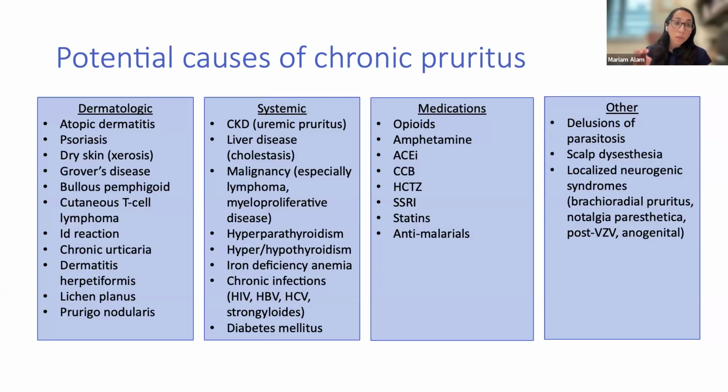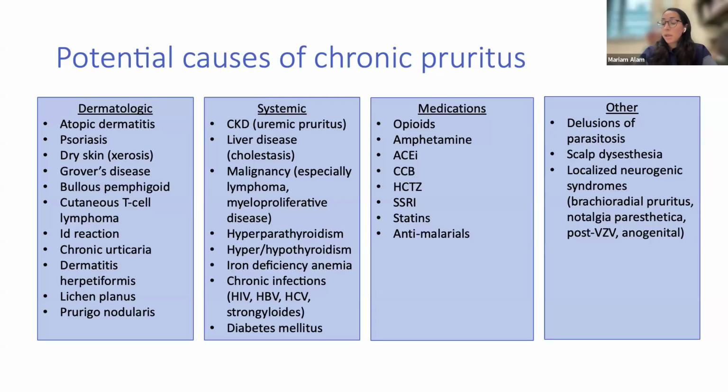And then you can get these really localized itch syndromes that can be really bothersome to patients. Particularly in older patients, we see a lot of scalp dysesthesia where people have burning, pain, and itching of their scalp. Sometimes it responds to local treatment, but it can be really bothersome for patients. And then there are all these localized neurogenic syndromes like brachioradial pruritus, where you get itching on just the forearms.